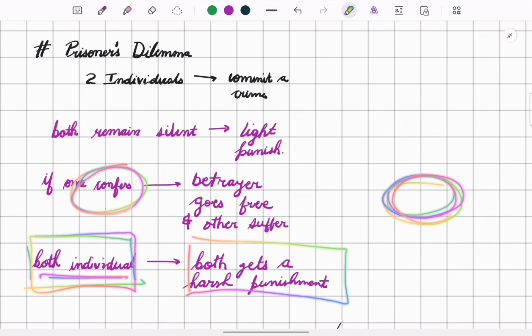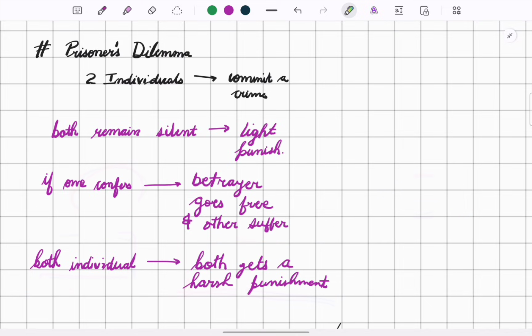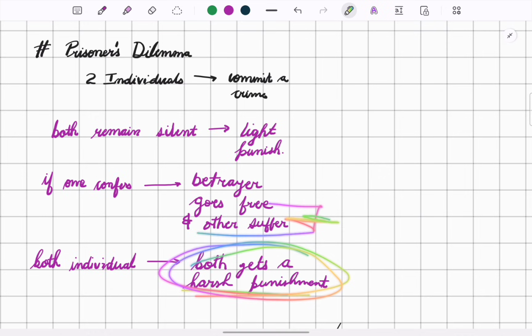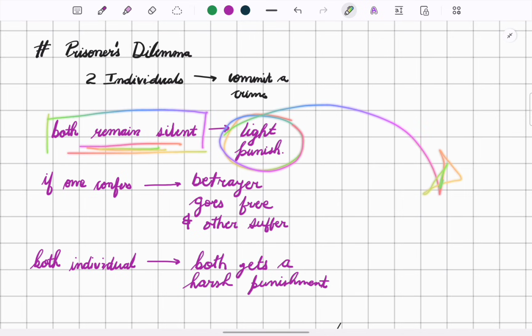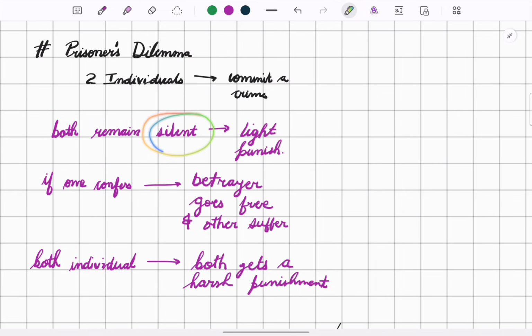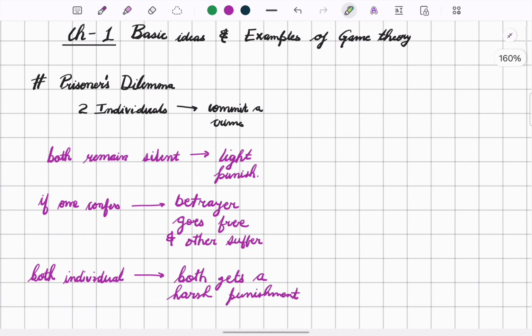In that case they both are getting worse off, because they are both going to get a harsher punishment, even harsher than in this case. So the best outcome for them was that they both remain silent, but because they think that if I remain silent, the other person, who does not know whether I'm silent or confessing, is better off by confessing, because if the first individual stays silent, he can confess and move to this outcome. So what happens in this game is that both individuals are going to confess.